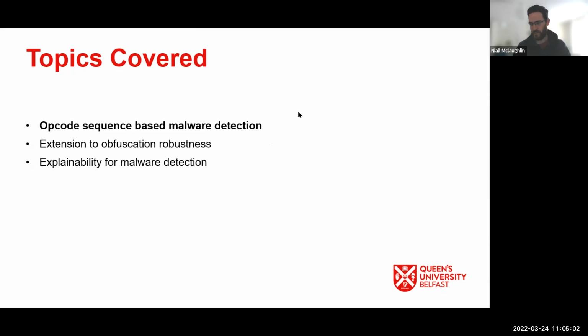I'll cover these topics. I'll cover some work we've done quite a few years ago now on opcode sequence-based malware detection. I'll talk about how that was extended to be robust to some obfuscation techniques, and then talk about some very preliminary recent work on explainability.